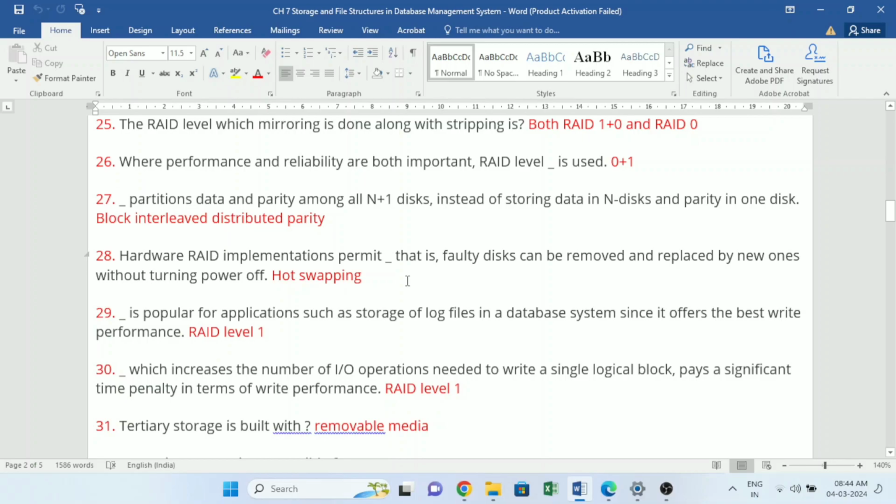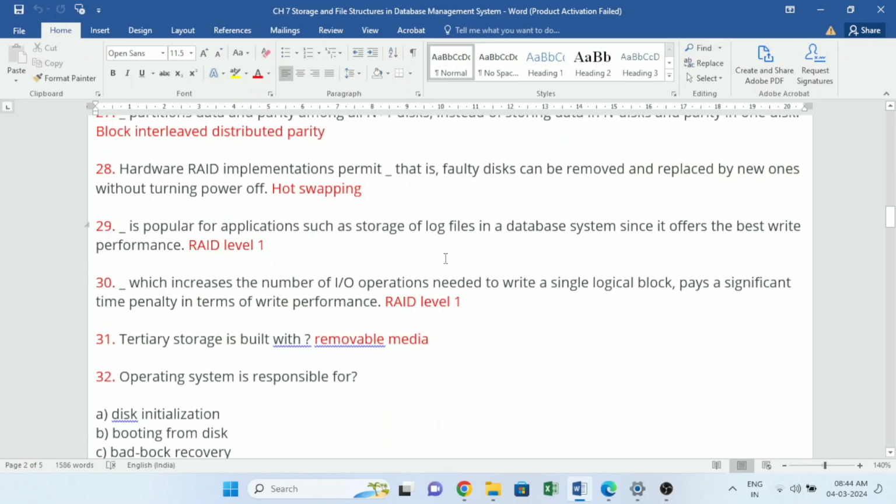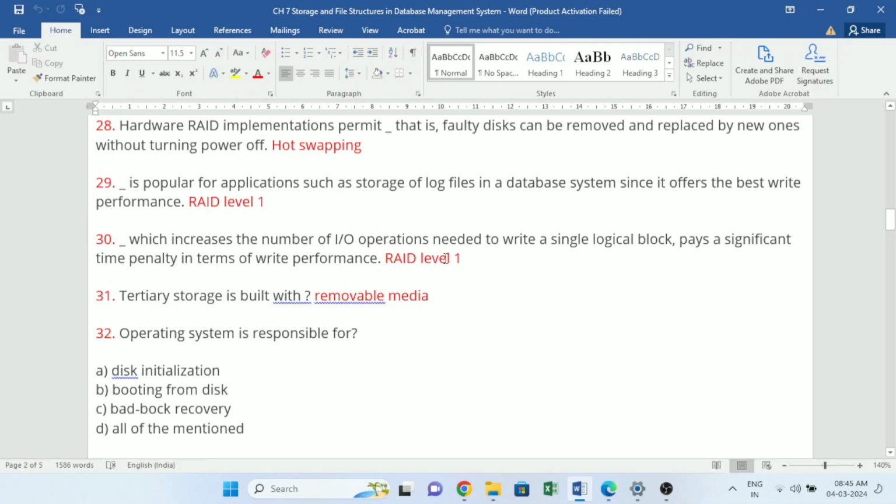0 plus 1. 27. Underscore partitions data and parity among all n+1 disks, instead of storing data in n disks and parity in one disk. Block interleaved distributed parity. 28. Hardware RAID implementations permit underscore, that is, faulty disks can be removed and replaced by new ones without turning power off. Hot swapping.